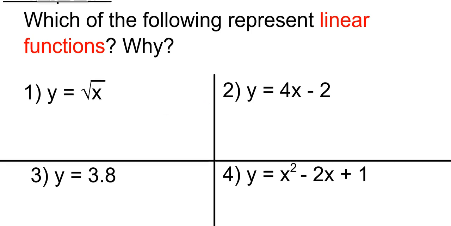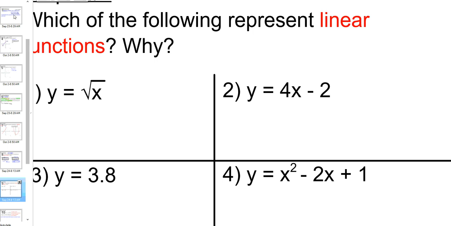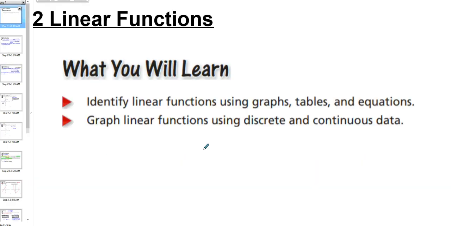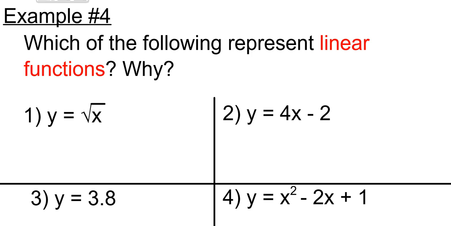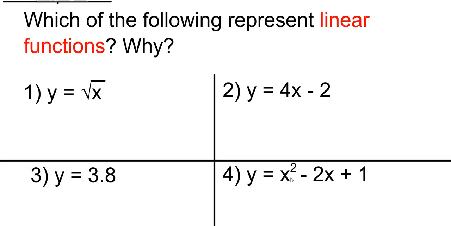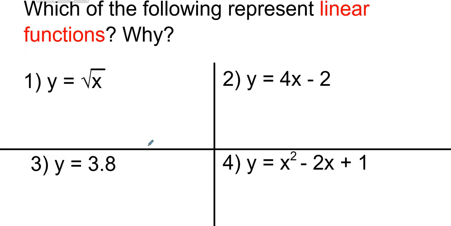So in this one, if I go back to my original slide here, I am determining whether an equation is linear or nonlinear. If an equation is linear, it can be written in the form y equals mx plus b, in slope-intercept form. So which, if any, of these cannot be written in slope-intercept form?